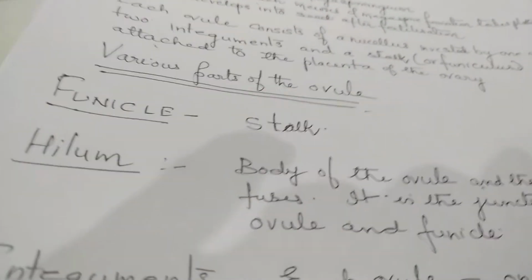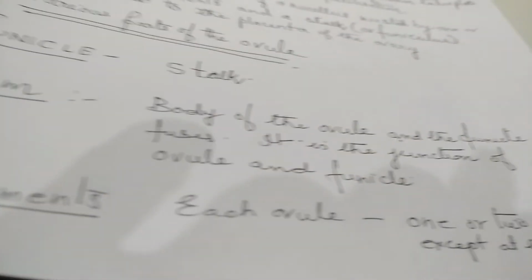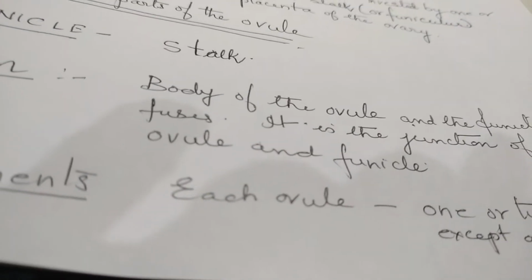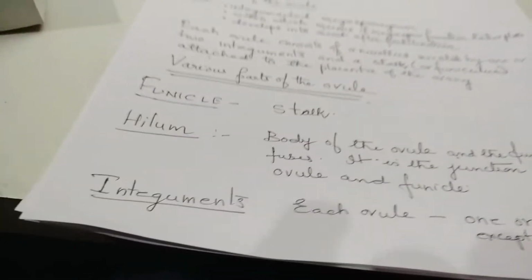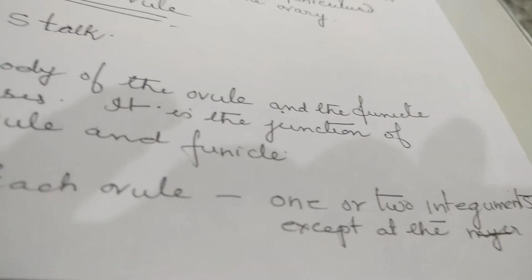That is funicle, also known as the stalk, and here this has been attached to the placenta. Hilum is where the body of the ovule and the funicle fuse. It is also the junction of the ovule and funicle. Then integuments: each ovule has one or two integuments, and these integuments you will not find at the micropyle end. This provides nutrition to the developing embryo.